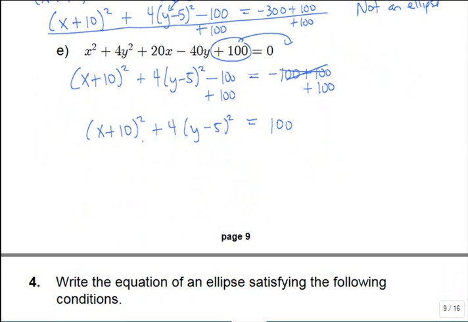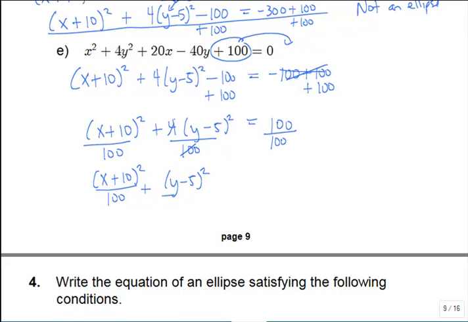Now to finish it off, to put it into our nice perfect form, ellipses want to have a 1 on this right side. So what I'm going to do is divide every single term by 100, and this becomes x plus 10 quantity squared over 100 plus, let's reduce here a little bit, 4 goes into 100 25 times, and 100 divided by 100 is just a 1. So now we have our nice elliptical form.